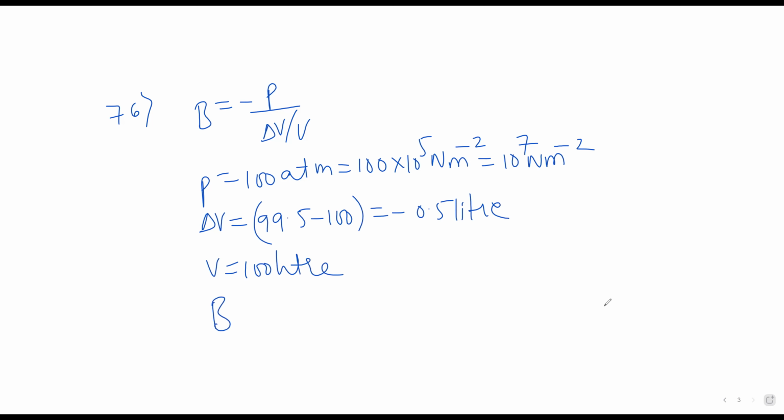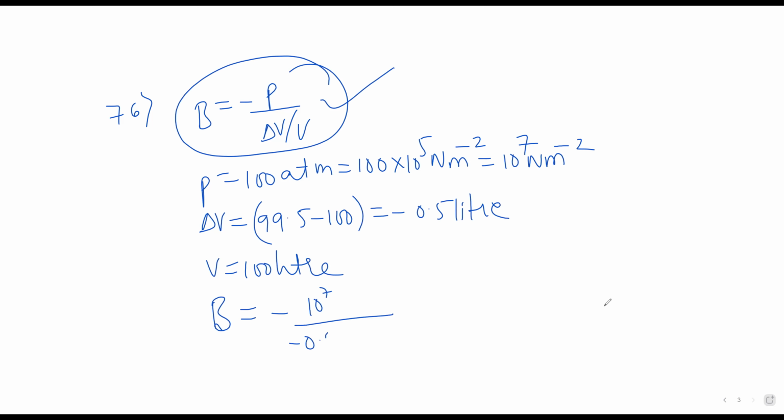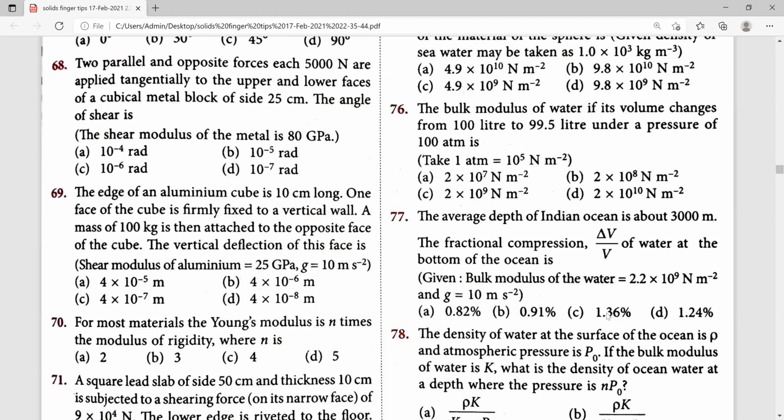So just substitute the values in this formula. B is equal to minus 10 to the power of 7 divided by minus 0.5 divided by 100. After simplification, we are getting 2 into 10 to the power of 9 Newton per meter square. So according to this, for 76th one, the right answer is C1.